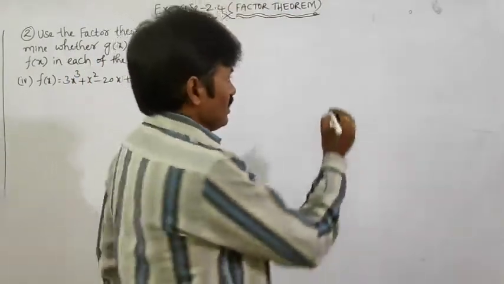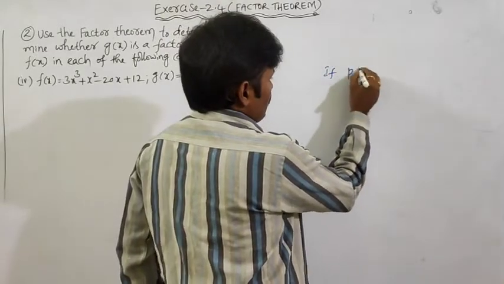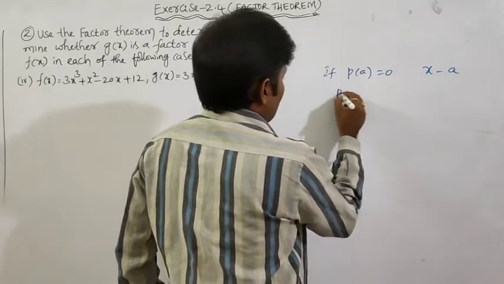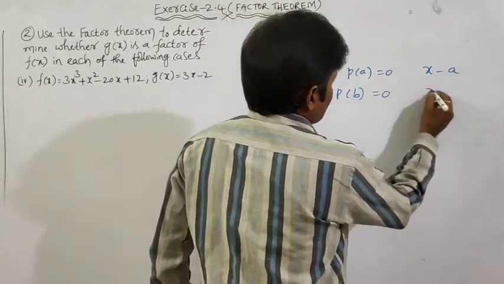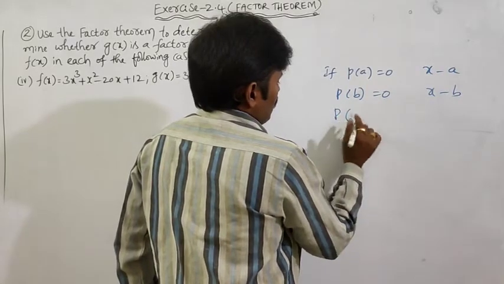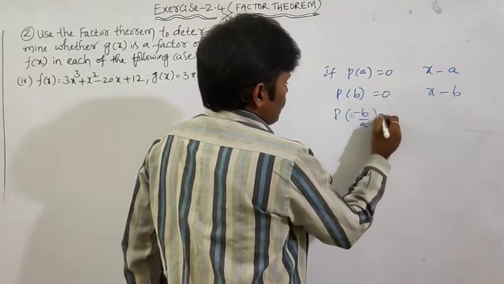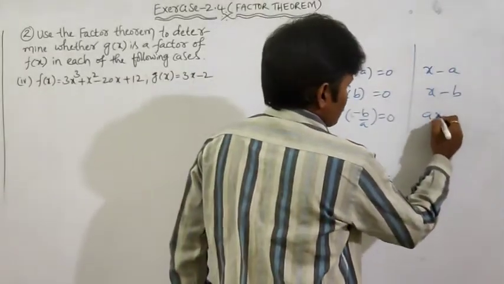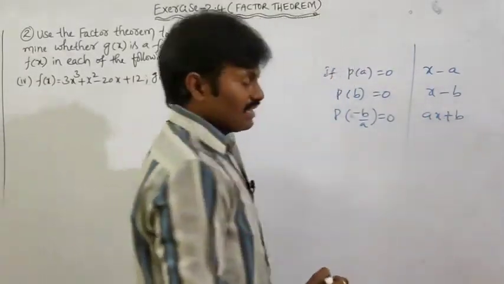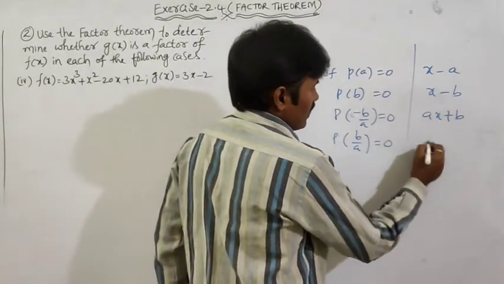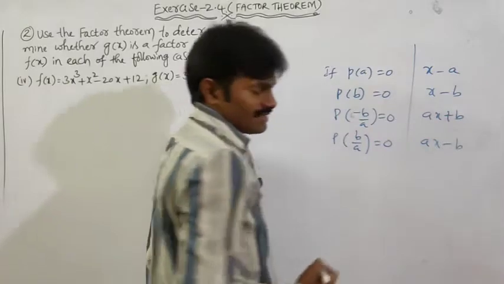Yes. If p of a is equal to 0, then what is the factor? X minus a. If p of b is equal to 0, then what is the factor? X minus b. If p of minus b by a is equal to 0, then what is the factor? Ax plus b is the factor. Yes. If p of b by a is equal to 0, then what is the factor? Ax minus b is the factor.